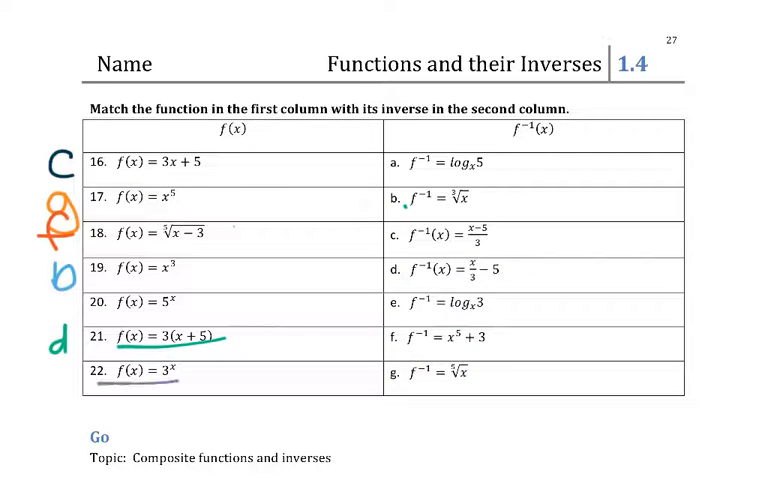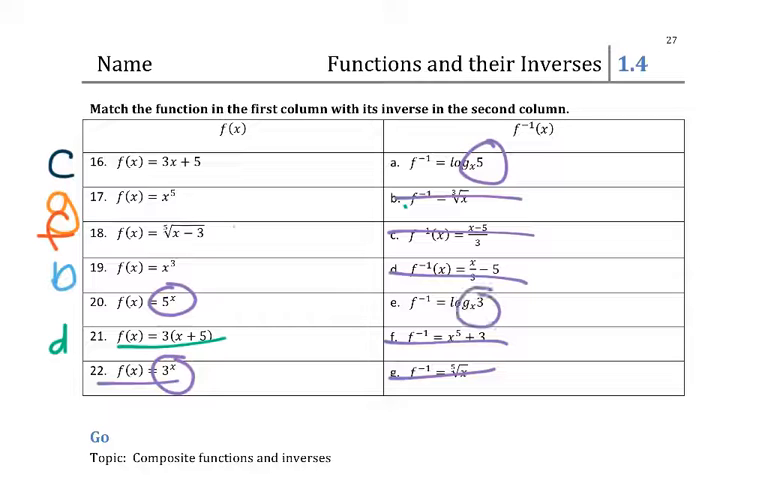Okay, and 22, 3 to the x. Okay, now notice we've eliminated all of these but a and e. Notice that we have 5 to the x, that one has 5. 3 to the x, 3. So that would be a, and that would be e. Okay?